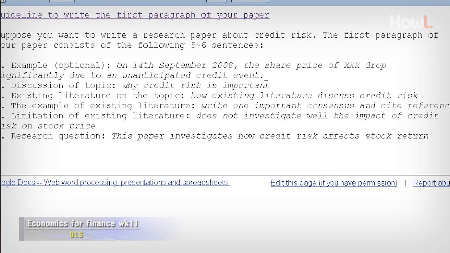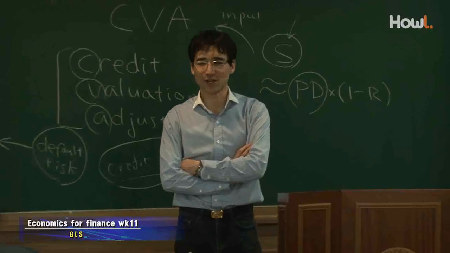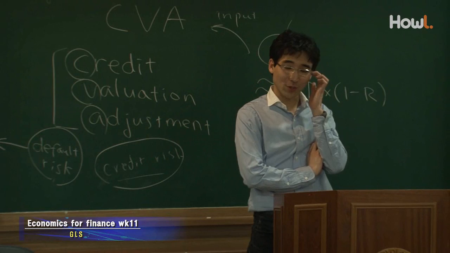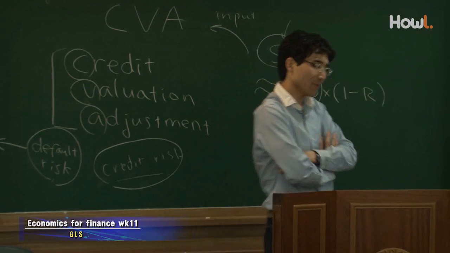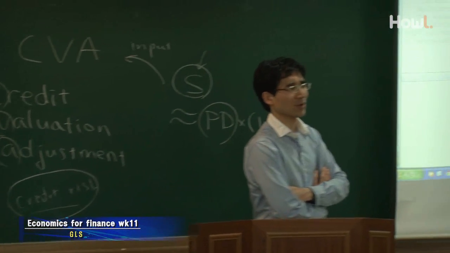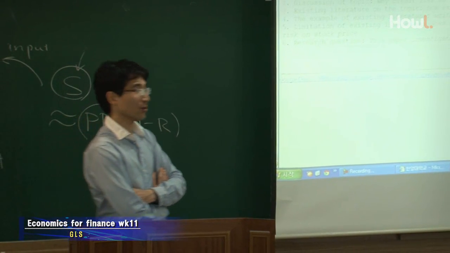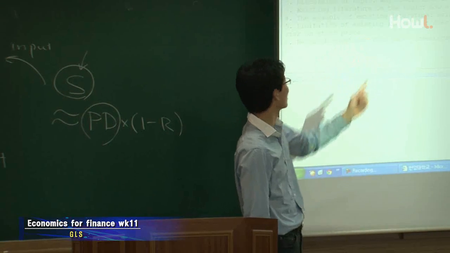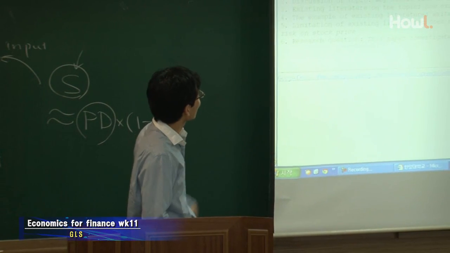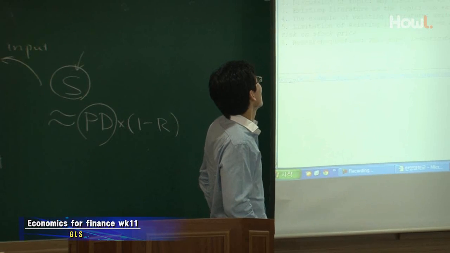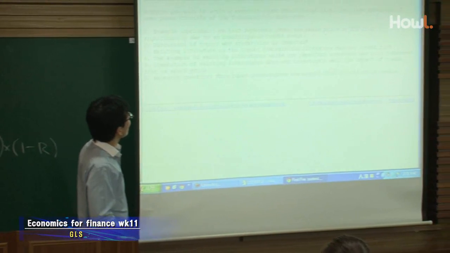Sentence number 3 is existing literature on the topic. So basically you have to go through relevant literature. You should check relevant literature in Google Scholar, for example, and there will be many papers related to your investment idea. You don't have to read everything. You read maybe the most cited 3 or 4 papers, quickly go through them and write down the consensus of existing literature in one sentence.